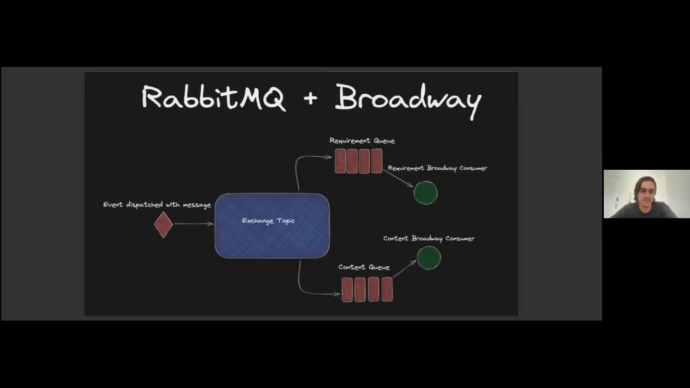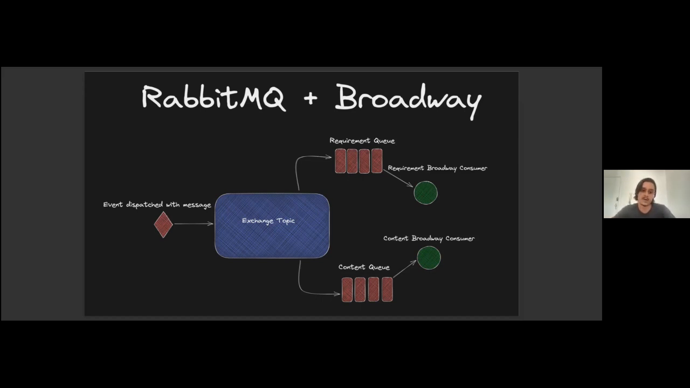And like William said, we are currently using RabbitMQ and Broadway. Since Broadway has a connector for RabbitMQ, we can easily plug in several pipelines for data ingestion and processing for each specific scenario. Like the drawing shows, let's say the requirements service dispatches events to the exchange. The exchange is going to redirect those requirement messages to the requirement queue.